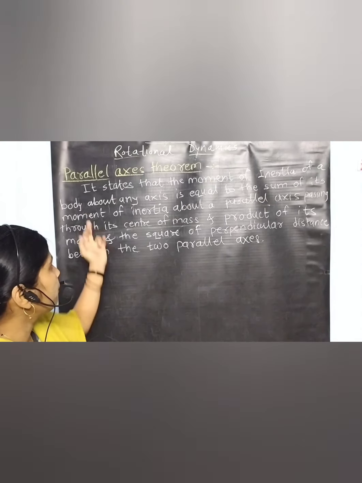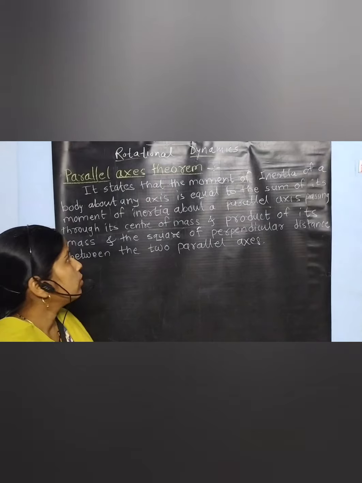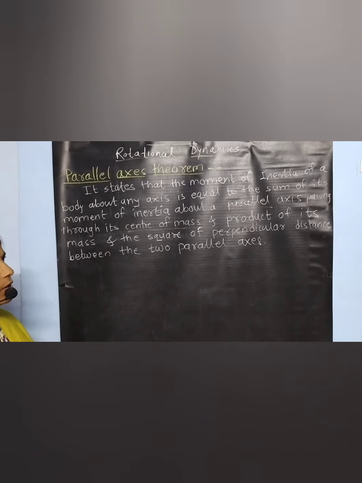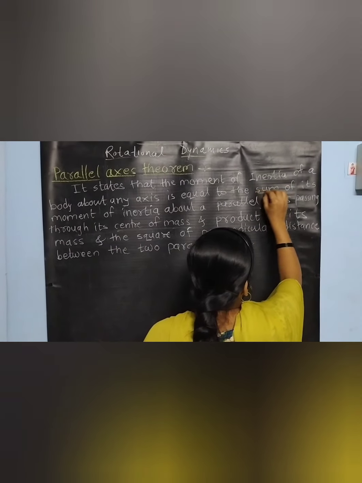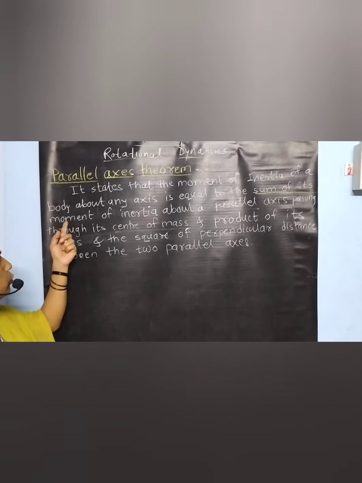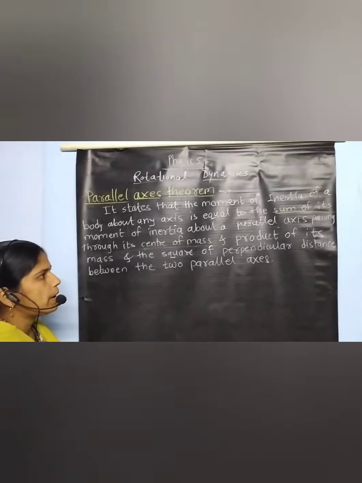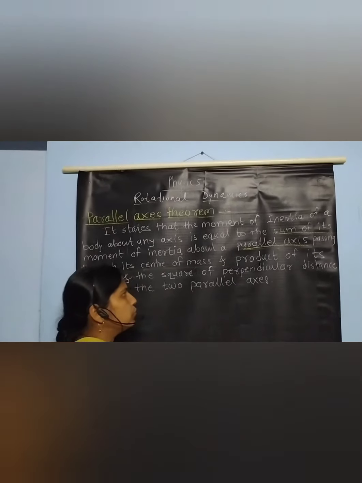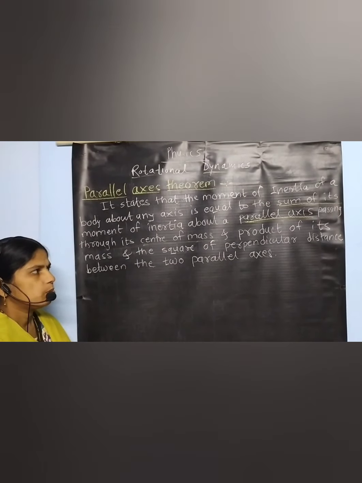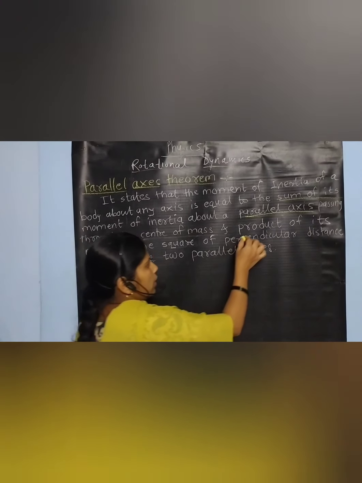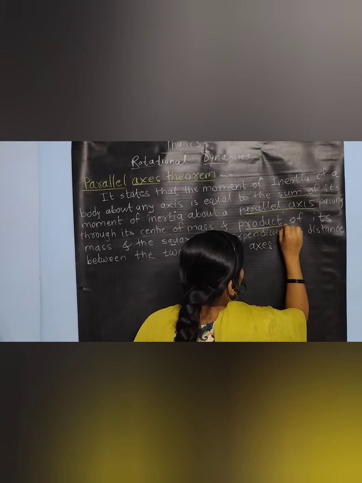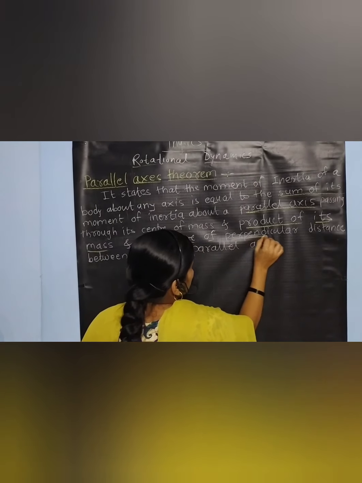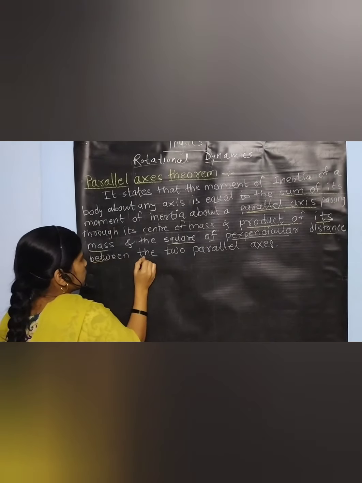It states that the moment of inertia of a body about any axis is equal to the sum of its moment of inertia about a parallel axis passing through the center of mass and the product of its mass and the square of the perpendicular distance between the two parallel axes.